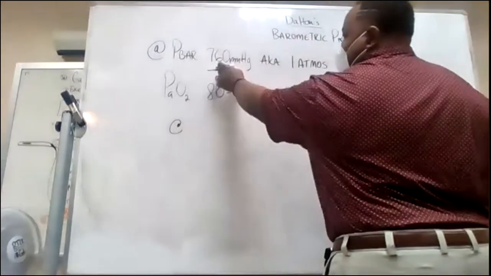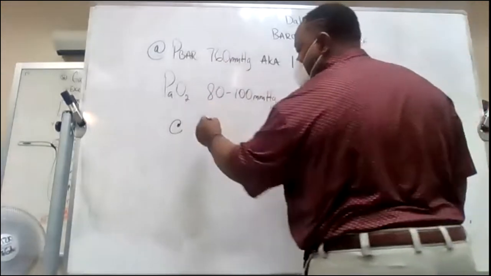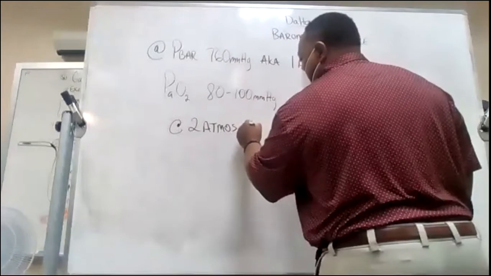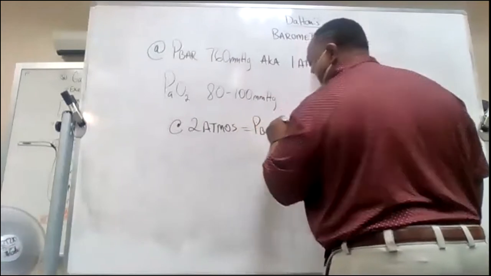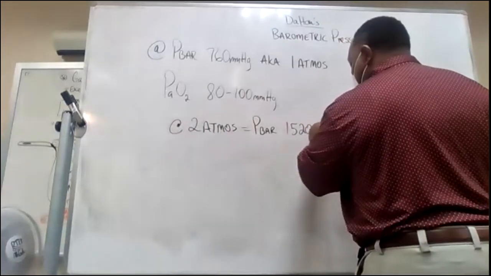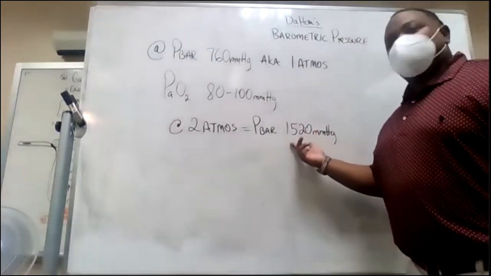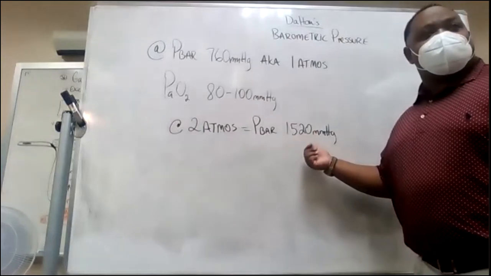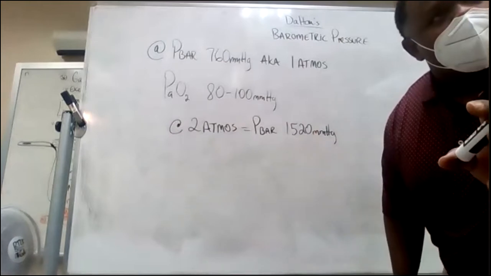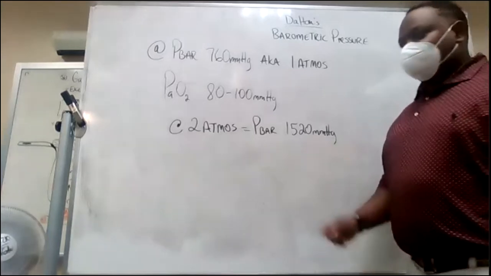So at 1 atmosphere, P bar is 760. But if I take you down deeper to 2 atmospheres, the barometric pressure is how much? 1520 millimeters of mercury. So at 2 atmospheres, the barometric pressure is 1520 millimeters of mercury. That's a lot heavier. Now, what is the oxygen pressure at 21%? Instead of 159, it goes up to how much? Look at it.